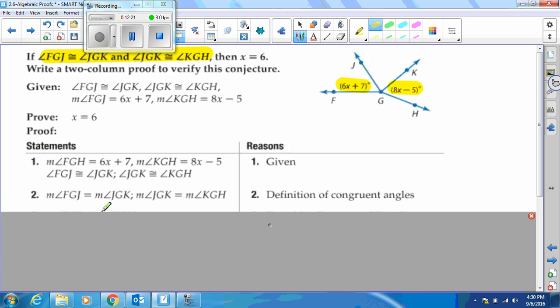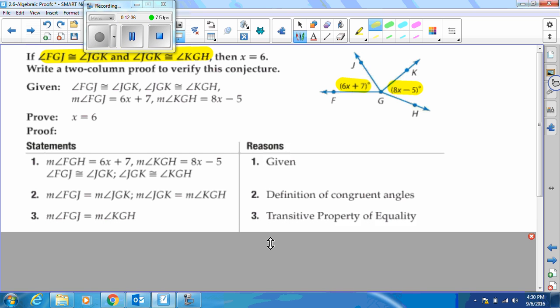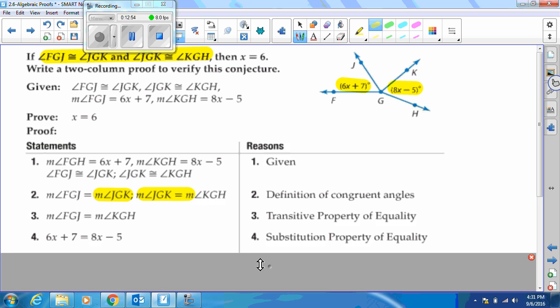Okay, so the second thing would be that the measures of the angles are equal. So if angles are congruent, you know that their measures are equal, and you would always say that. You can say here, if angles are congruent, their measures are equal, or you can just say the definition of congruent angles. And then what you should notice here is this was repeated, right? That measure of angle JGK. So they're just replacing it. They're taking it away and replacing it with just these two, and that's that transitive property we were talking about. And then they're substituting in the measures of those angles.